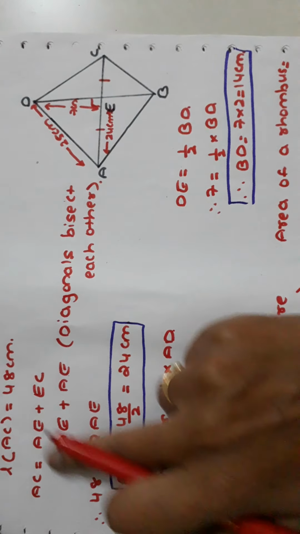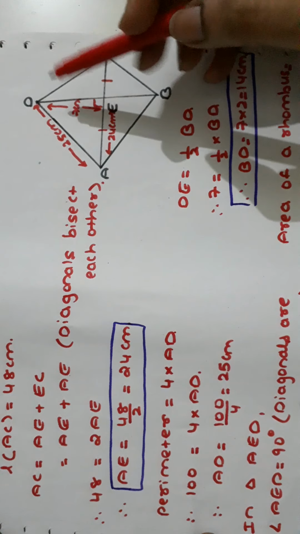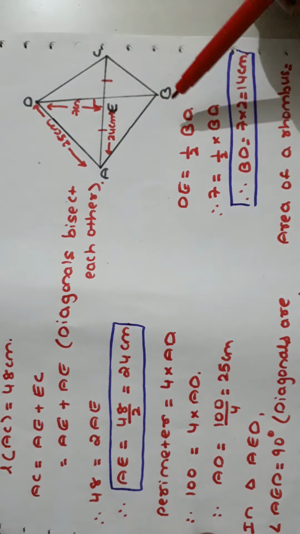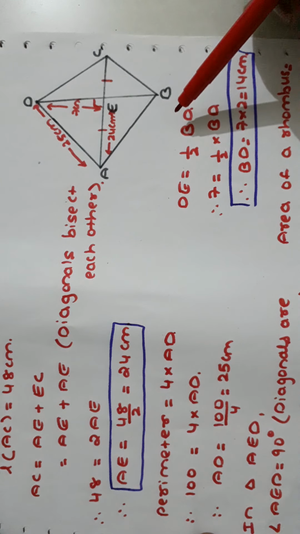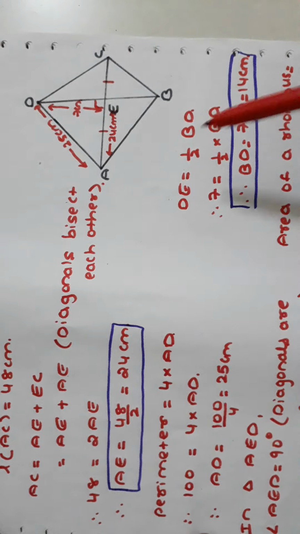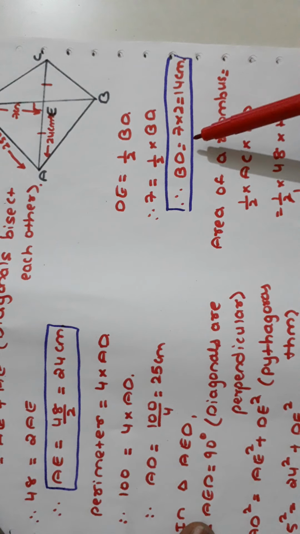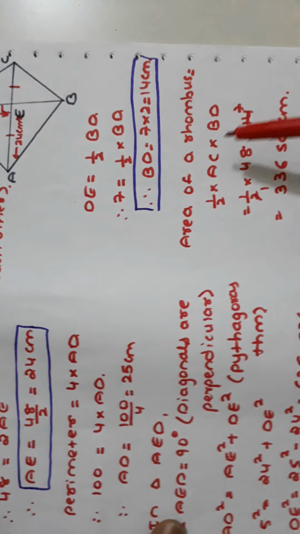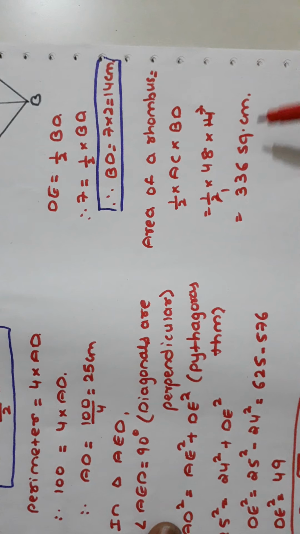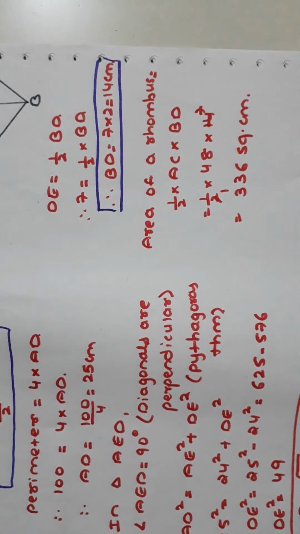And by using the same method, we can say that DE is half of BD. This is because diagonals bisect each other. Using the same step, we get BD as 14 centimeter. Now area of the rhombus is half into product of the diagonals. So using the formula, we get that area of the rhombus is 336 square centimeter.